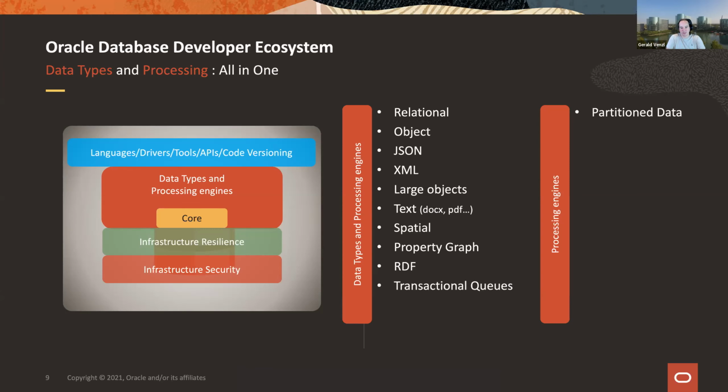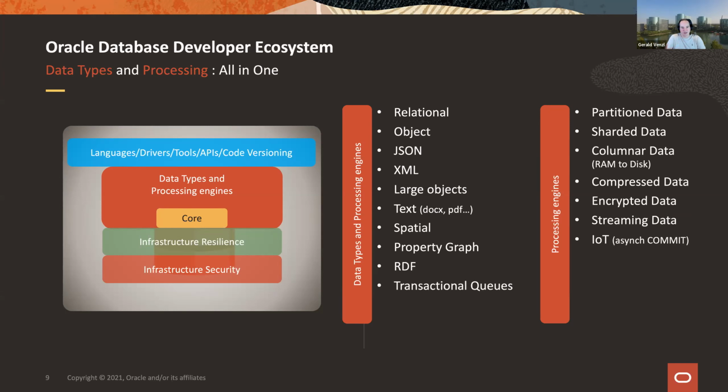And this brings us to the right-hand side, right? As you store the data, you have different requirements that you want to go through, right? Whether that's partitioning it, sharding it, representing it columnar, compressing it, encrypting it, streaming, facilitating IoT workloads where you have asynchronous commit, or perhaps you don't want to store it in the database at all. Perhaps you want to just access different external data sitting somewhere else, but still leverage the power of a SQL engine over it, etc., etc. And we facilitate this all in an Oracle database.